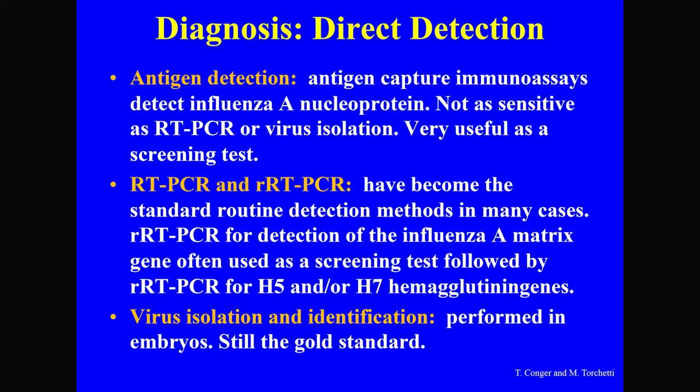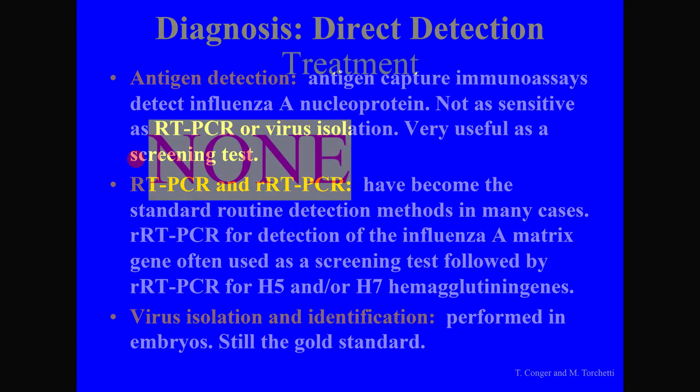Virus isolation and identification is still the best method. We refer to that as the gold standard. And this is performed in embryos. When what's happened is samples are injected into the embryos and they're trying to isolate the virus.